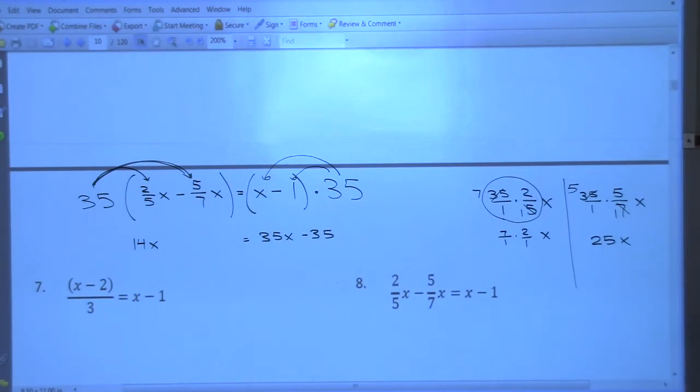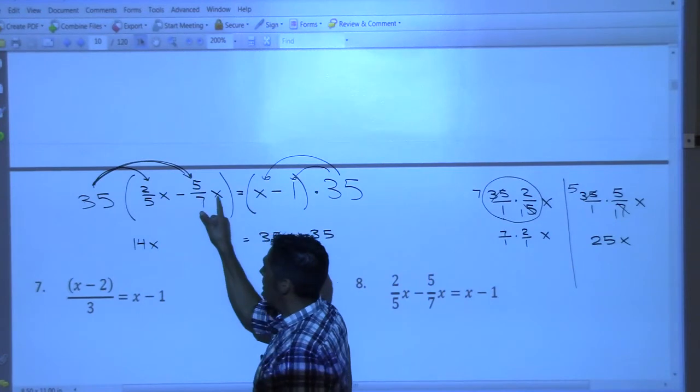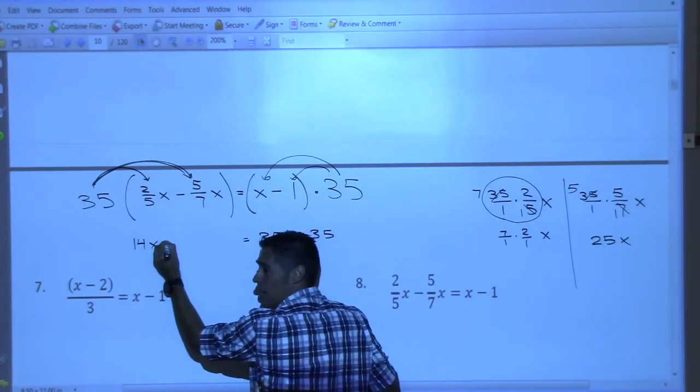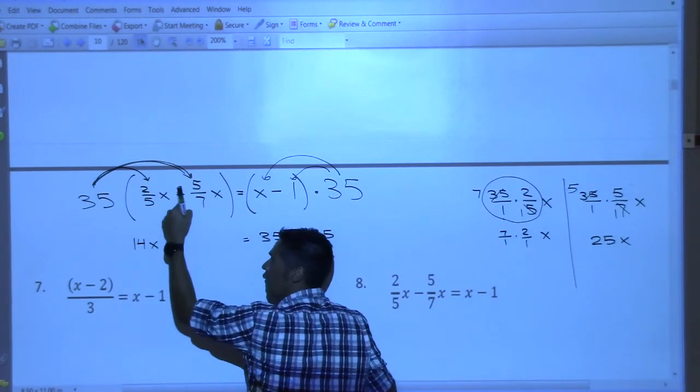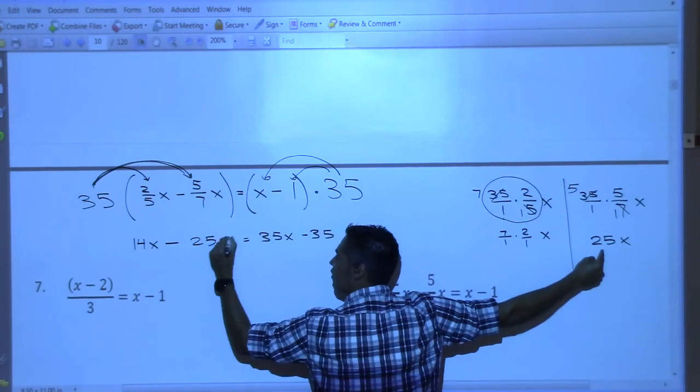Okay, good. I'm glad you asked about that. So notice that when I did the 35 times the 5/7 x, I didn't even talk about the negative. That's because I'm just going to use it as a subtraction. It's going to be minus, right? Minus this number here, so 25x. Is that all right?